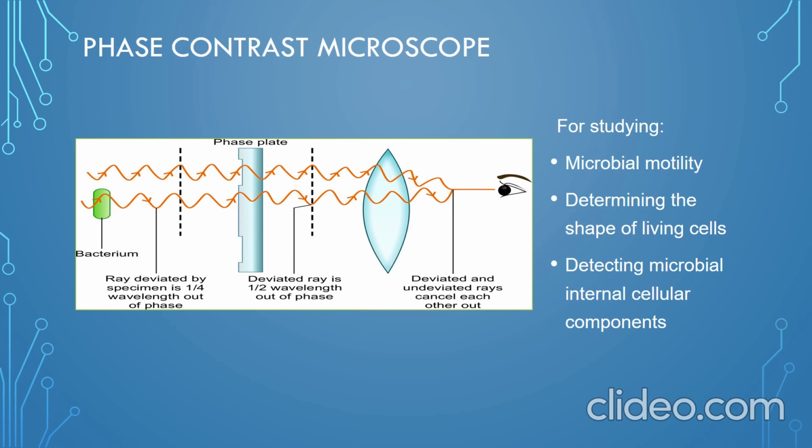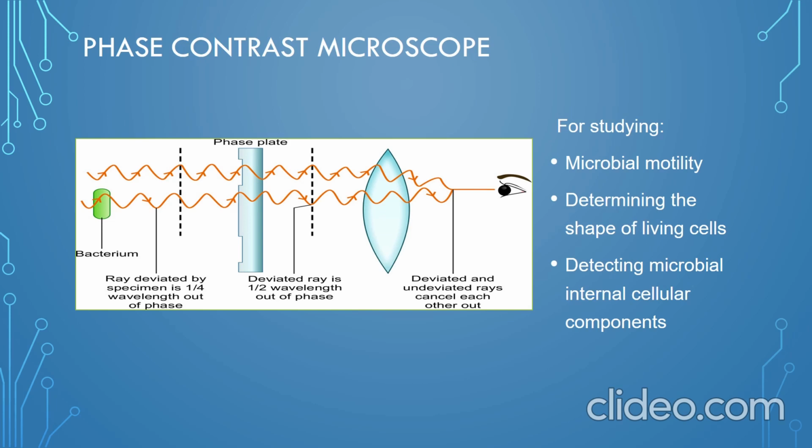Okay, the undeviated light rays strike the phase ring. Deviated rays miss the ring and pass through the rest of the plane. Background is bright while the unstained object appears dark. If you see this picture, the light rays go through the condenser, then the specimen. For example, the bacterium is specified here in green color. So the one which is deviated by the bacterium will be reaching the phase ring, and through the objective lens it will be visualized in the ocular lens.